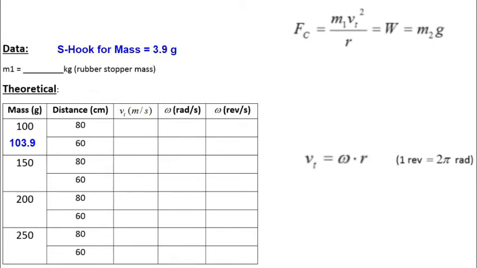Real quickly, add this on there. The little S hook that you're going to be hooking your weights on measures 3.9 grams. So basically, the mass that we're going to be hooking and letting hang is not going to be just 100 grams. It's going to be 103.9 grams, or 153.9 grams, 203.9 grams, 253.9 grams. So make sure for those masses you add the 3.9 on. Otherwise, your numbers will be a little off, and you'll already be off by a percent or two. All right, so make sure we include that.